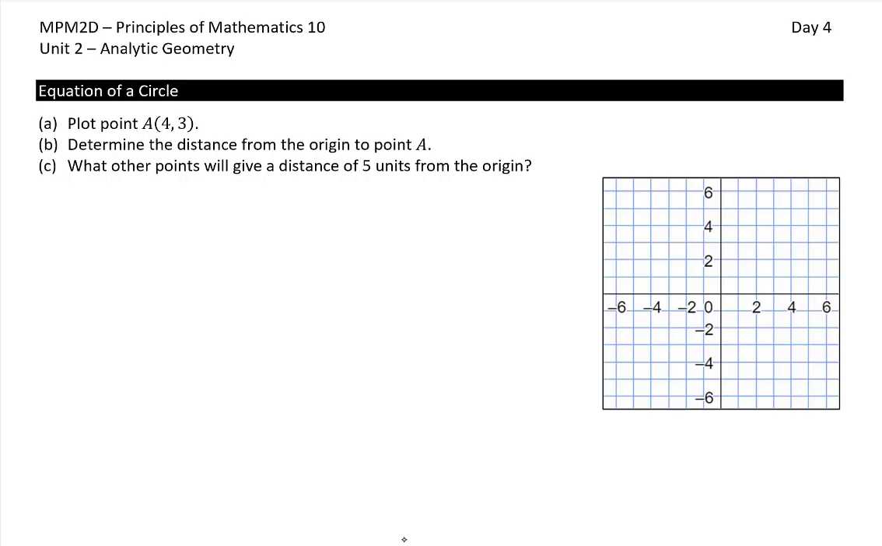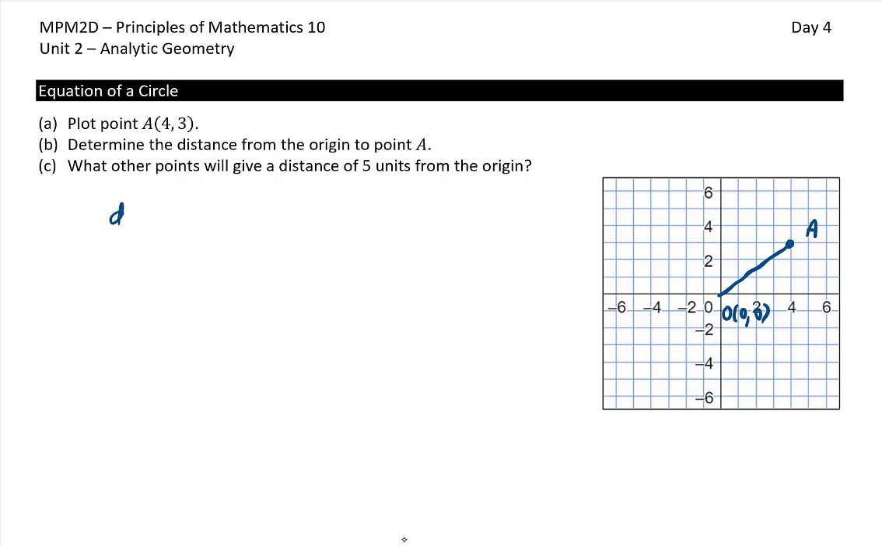In this video, we're going to take a look at the equation of a circle. First, we're going to plot the point A, 4, 3. Next, determine the distance from the origin to the point A. So remember, the origin, which we sometimes call O, has the coordinates 0, 0.